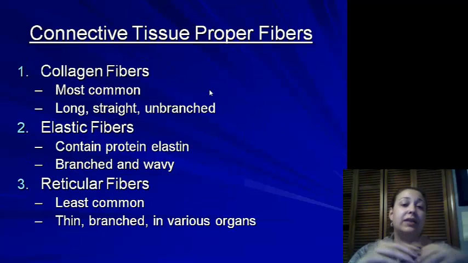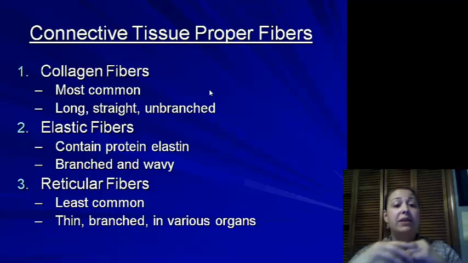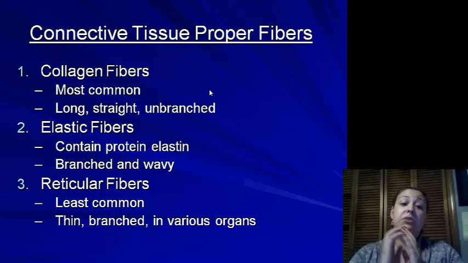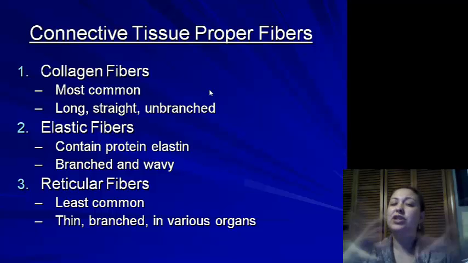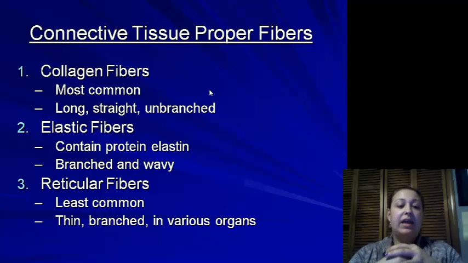Now the connective tissue, like I said, has fibers, and they have three types of fibers. We have collagen fibers, which are the most common. They're long, straight, and unbranched. We have elastin fibers, which contain a protein elastin, and it's branchy and wavy. And then we have reticular fibers, which are the least common, and they are thin, and they branch, and they're in various organs.